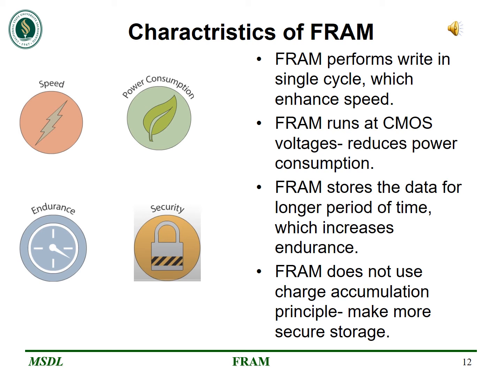FRAM is very secure. Other memories employ a charge accumulation principle, which requires transistors turning on and off to store the zeros and ones of binary data, while FRAM does not use a charge accumulation principle, so it does not change the data that's stored in a FRAM cell structure and keeps the data secure.